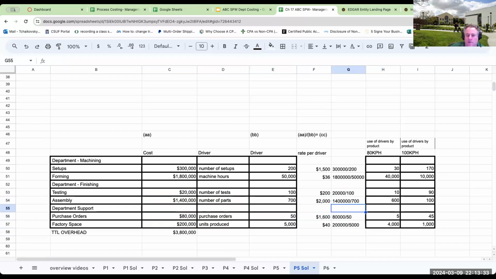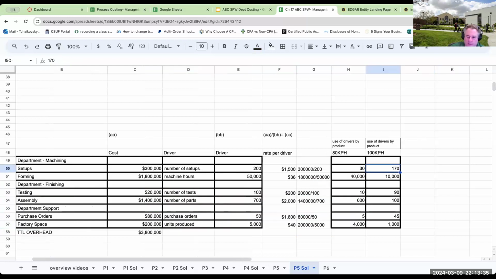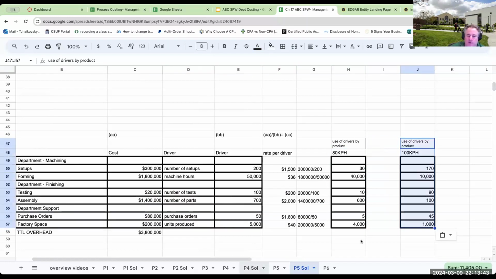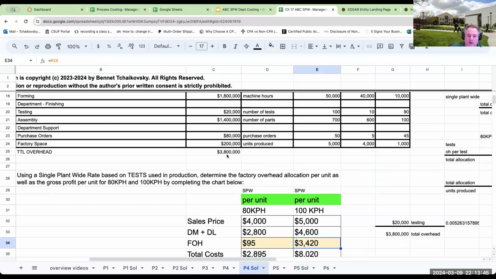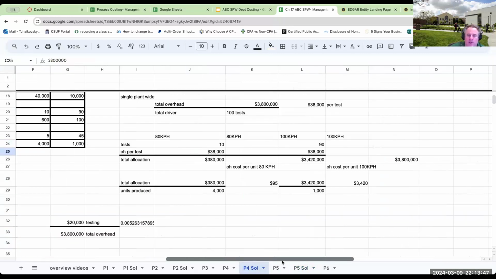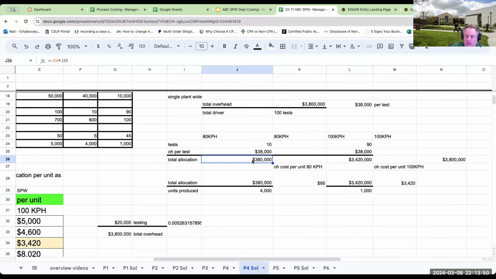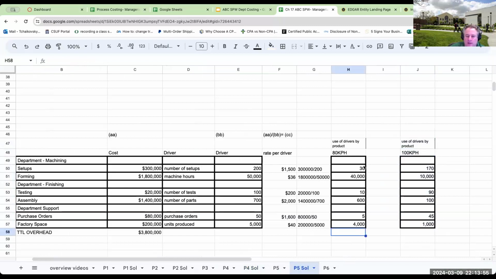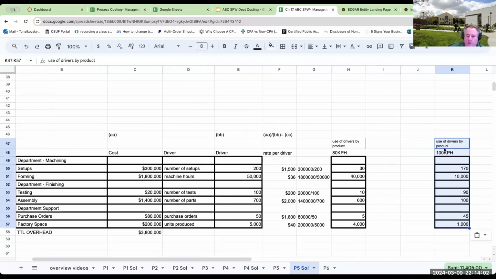Okay, so that's how we went through and computed these. What I now need to do is, my goal is kind of the same as it was over here. Here I took this 3.8 million and allocated it between the 80 and the 100 kph. But over here, I now need to do this on a more granular basis and figure out how much I'm allocating to the 80 and how much I'm allocating to the 100.